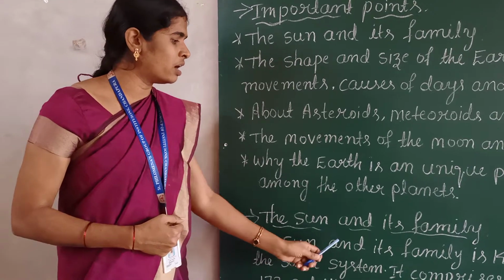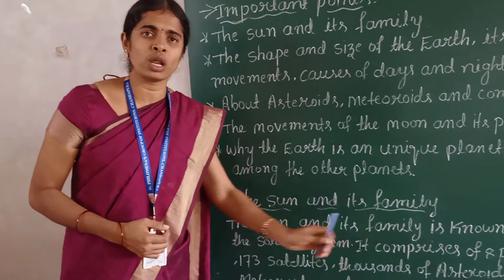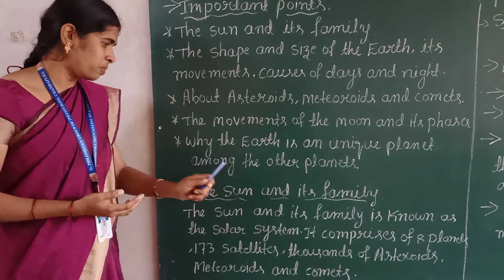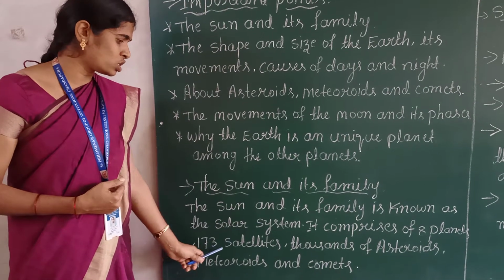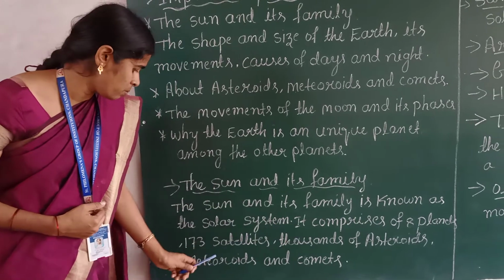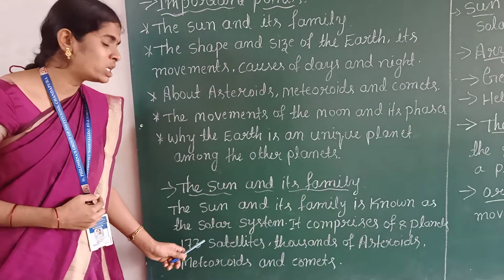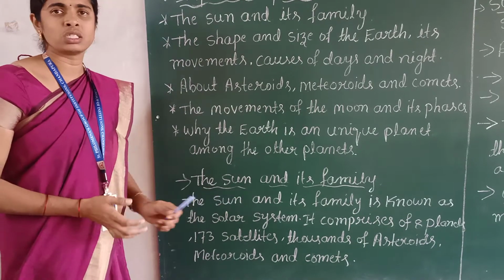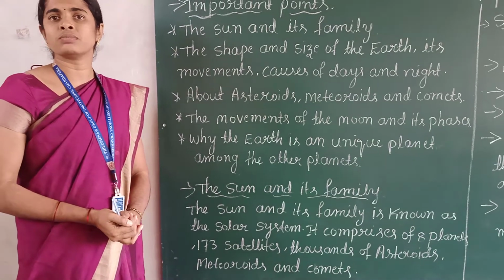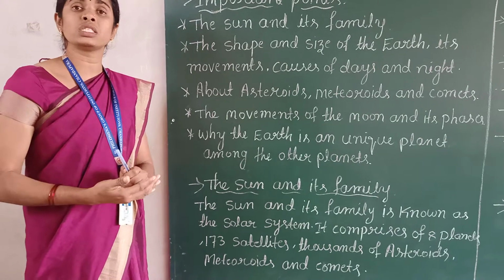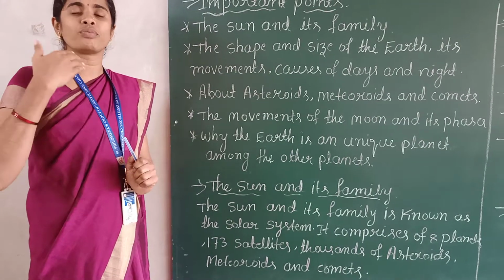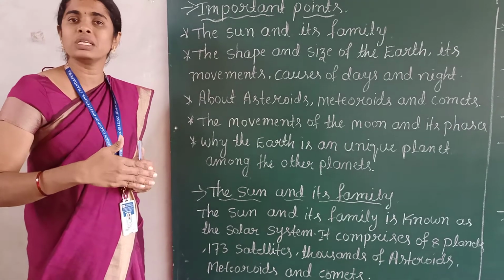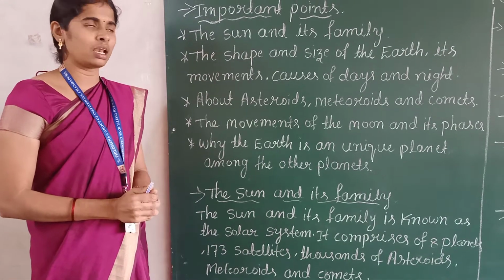The sun and its family is known as the solar system. Its family means 8 planets, thousands of asteroids, meteoroids, comets, and 173 satellites. All this together we call the solar system. The solar system is in the galaxy which is known as the Milky Way.